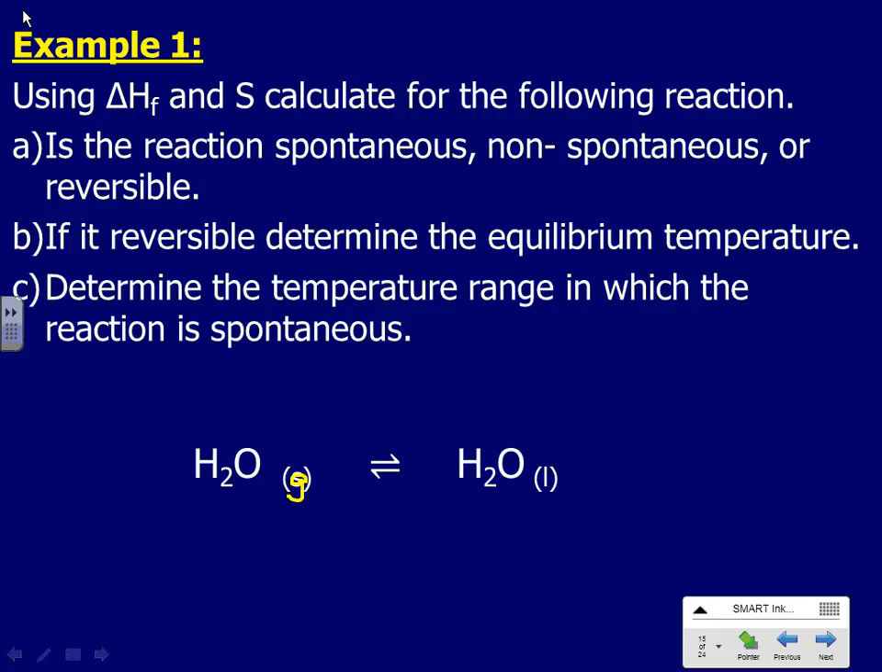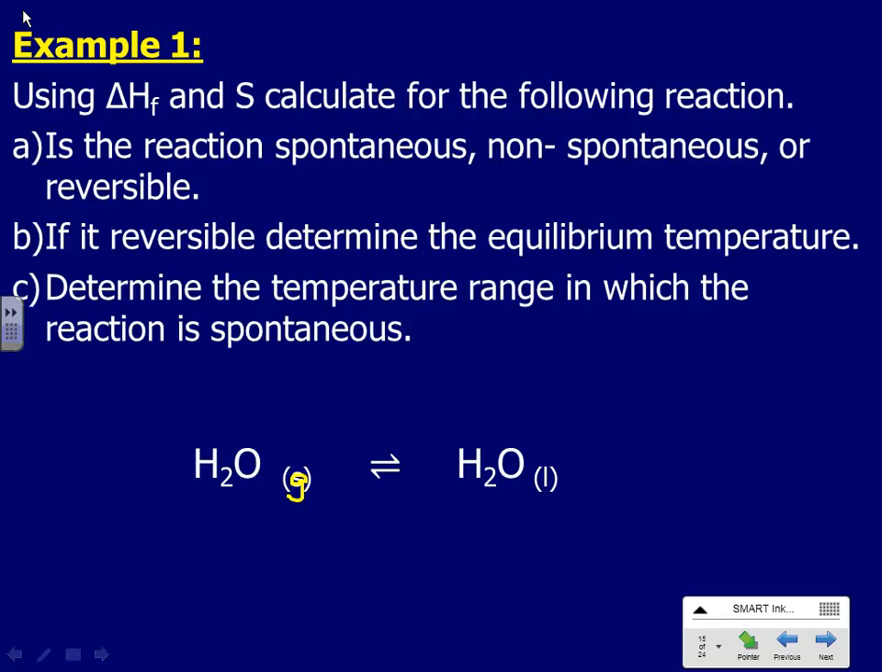So here's A, B. To determine that, we use delta G equals delta H negative T delta S. If it's reversible, what's true about the delta G? Yep. It's 0. It's at the balance point. 0 equals delta H minus T delta S. And that 0 tells us that it is reversible.